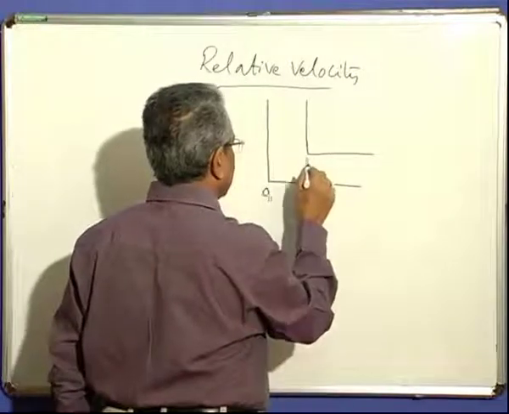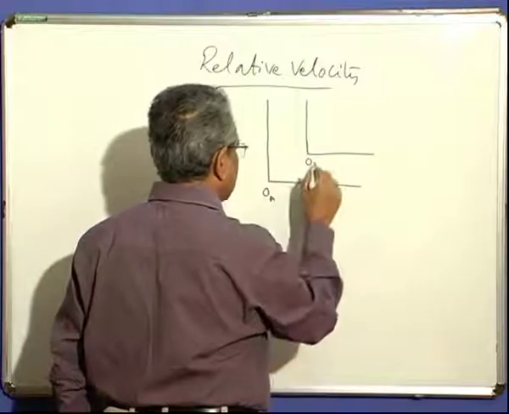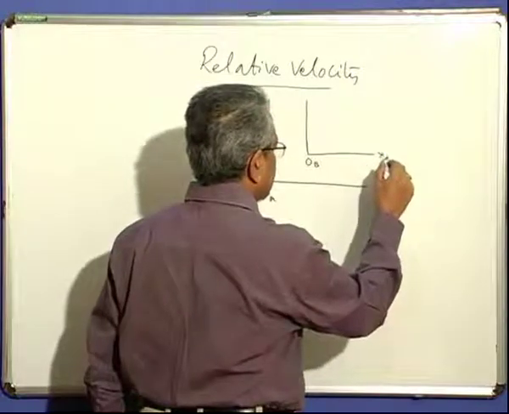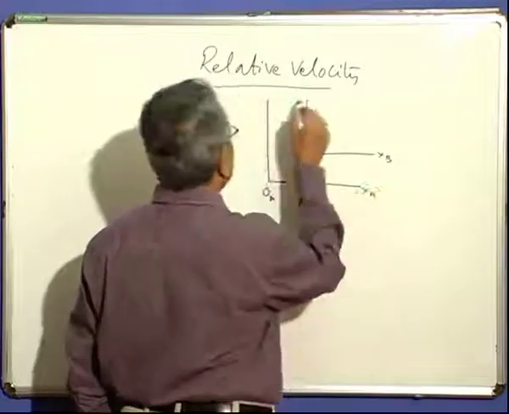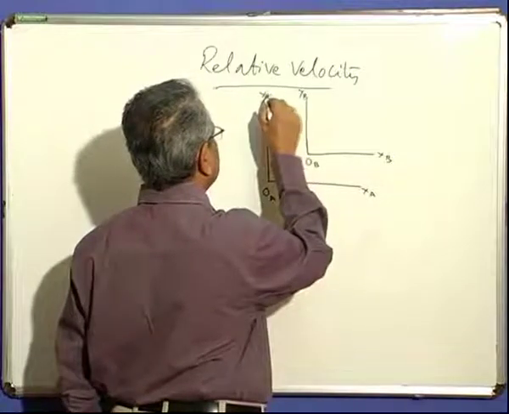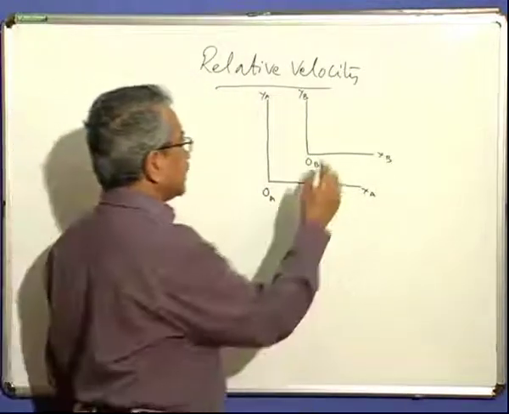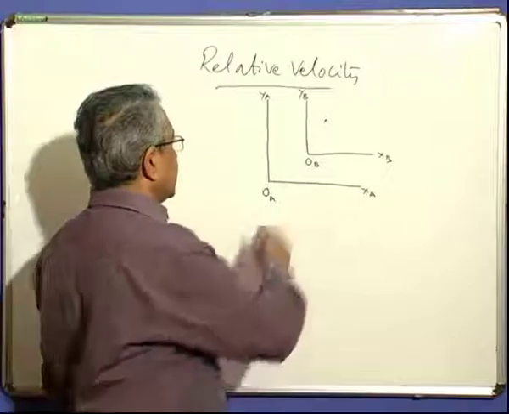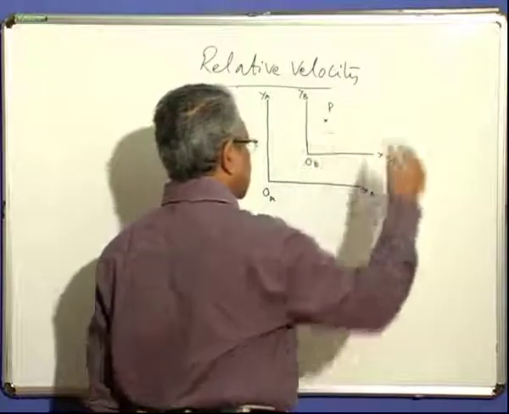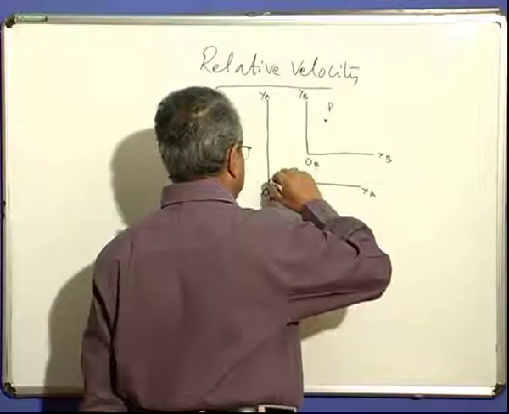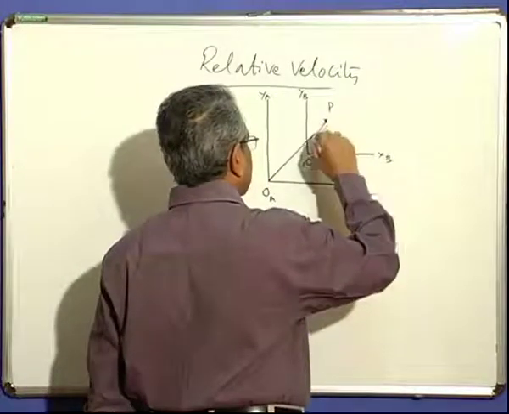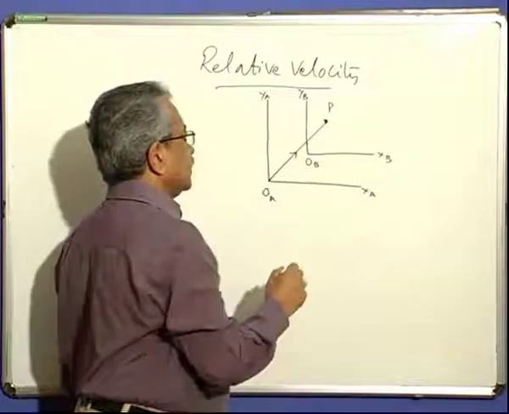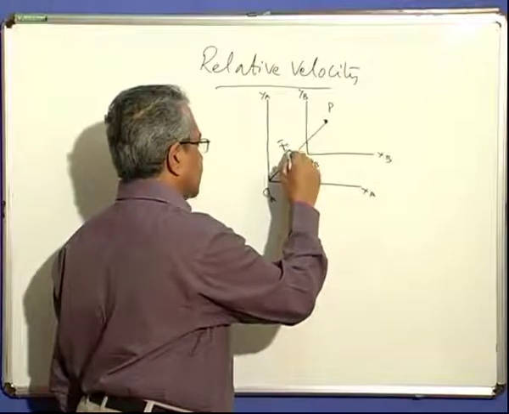Observer 1 is here, observer 2 here. I may call this A, I may call this B, say, observer B. This is the x-axis for B, this is the x-axis for A, y-axis for B, y-axis for A. Now there is a particle here. This particle is moving. The position of this particle P, with respect to this observer, is this. This observer sees as if the particle is here. That means he will see the position vector r here, r of P with respect to A.